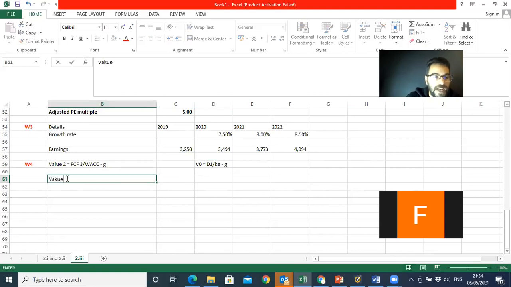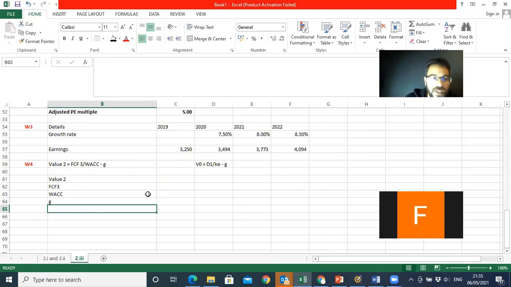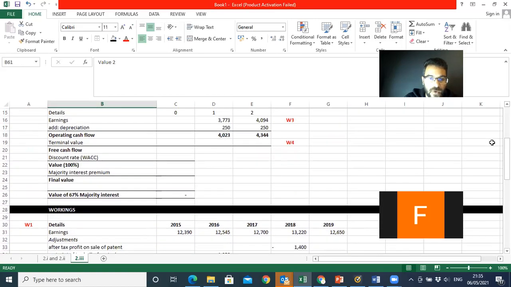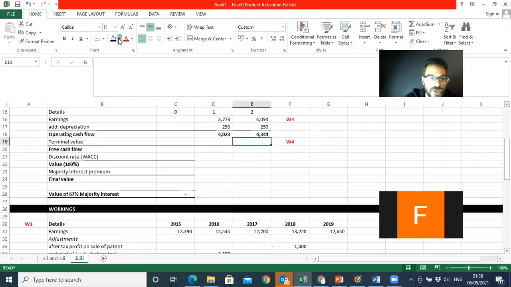So we want the value in year 2. We want the free cash flow of year 3. We need WACC, which is the required rate of return, and we need the growth rate. Just pay careful attention. You can see I'm taking the value of year 2. We're going to plug in the value over here. I'm highlighting it in orange. We will plug the value over there. Yet the cash flow that we are using is the cash flow of year 3.